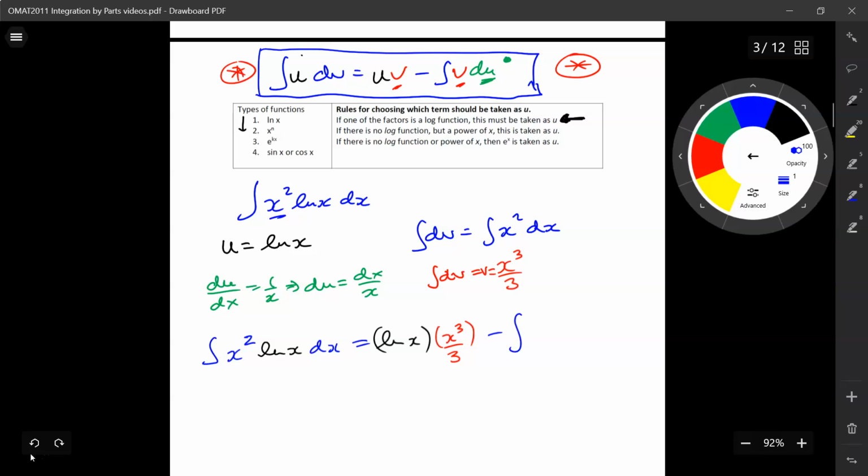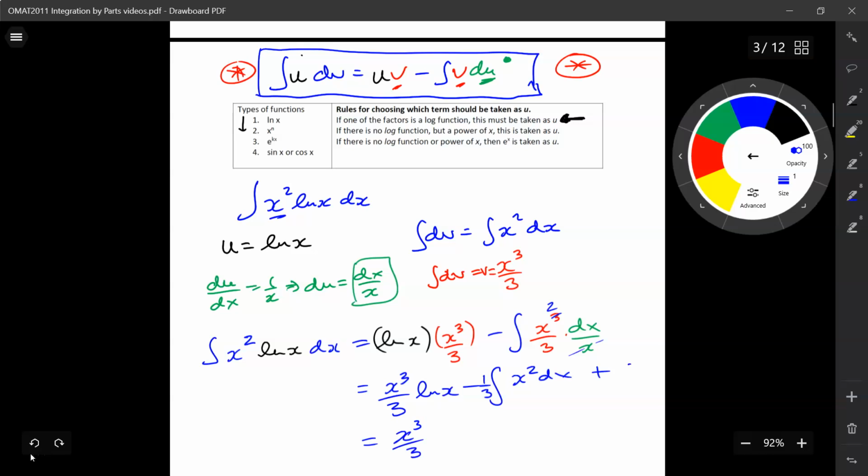Minus the integral, it's v again, so it's x cubed over 3. I'm dividing that by du. Du is dx over x. So if I work that out, bring the x cubed to the front, just to tidy it up, minus the integral, and of course I have an x underneath here, which cancels these, so it becomes x squared. So I have x squared, and I can bring the third outside, dx. So I'm bringing this 1/3 outside. So that gives me x cubed over 3 plus the constant integration.